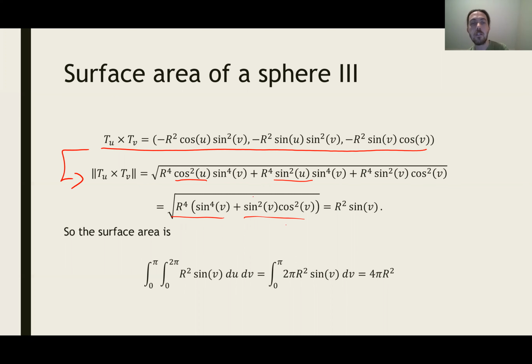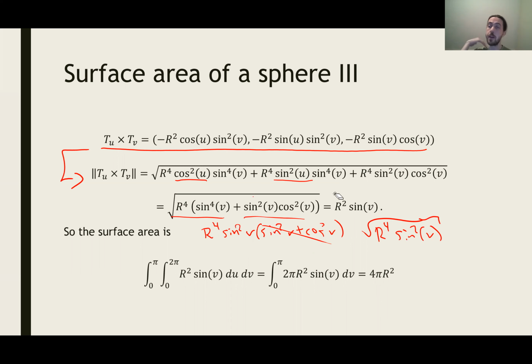This one just stays alone, and we can collect some terms together so that this becomes r to the fourth sine squared v times sine squared v plus cos squared v, and that middle term turns into 1, and so we're getting the square root of r to the fourth sine squared v. Normally that should be equal to r squared times the absolute value of sine v, but in the range we're doing with spherical coordinates, that's just the same as sine v, because v is between 0 and pi.